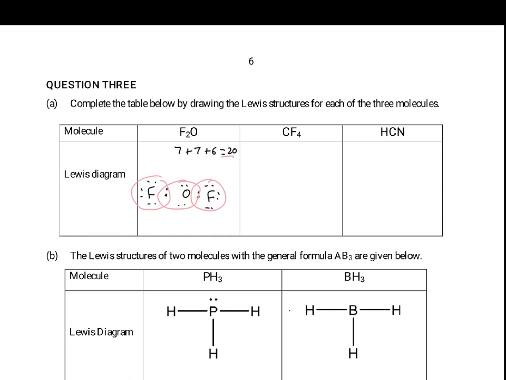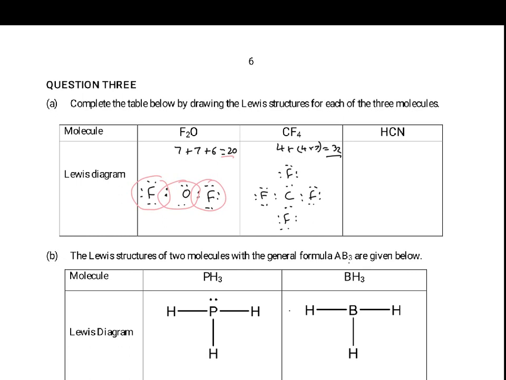Alright, CF4. Carbon gives you 4, each fluorine gives you 7, 4 times 7 is 28, so it gives us a total of 32. Same type of process: put carbon in the middle because there's only one of them, put in your bonding pairs, and then you go around and fill up the outer atoms first. So give the fluorines 8 electrons each. Once we've done that, we've used 32 electrons, we started with a total of 32, so that is us.